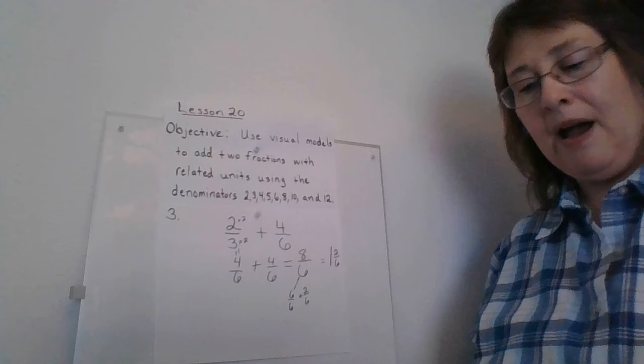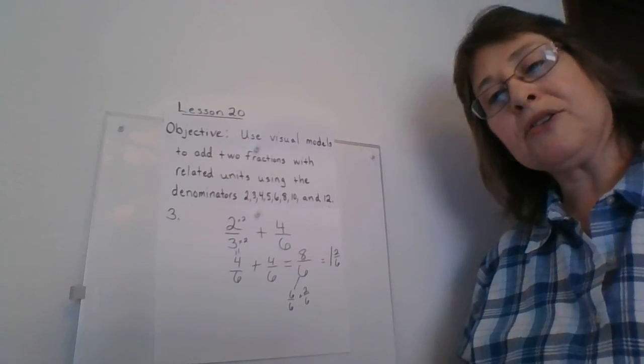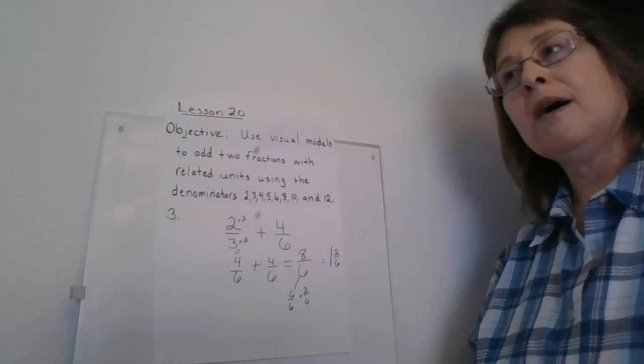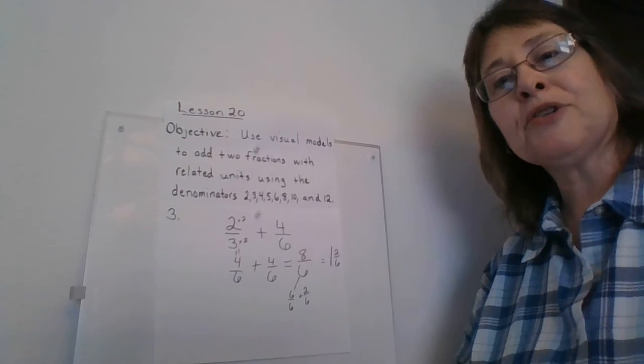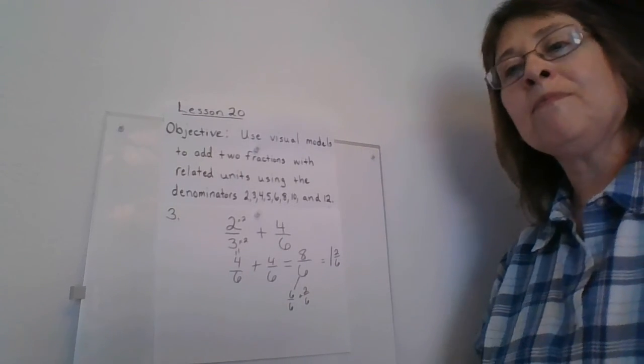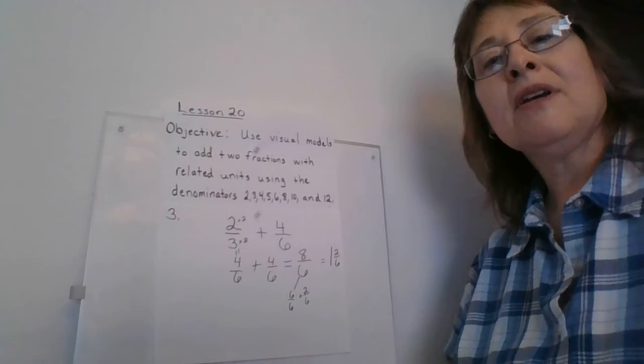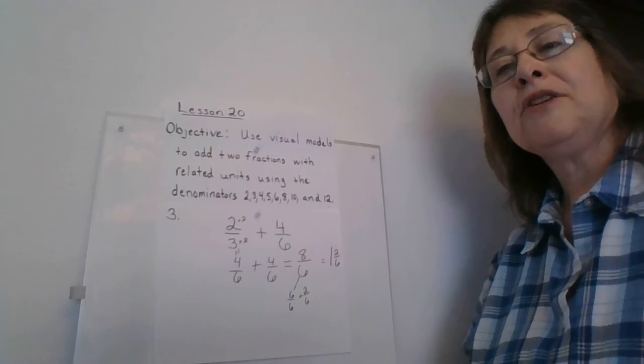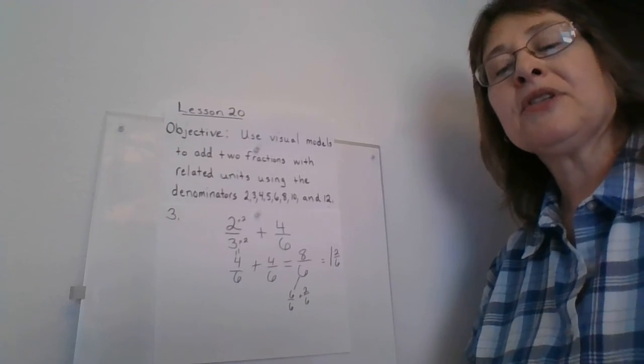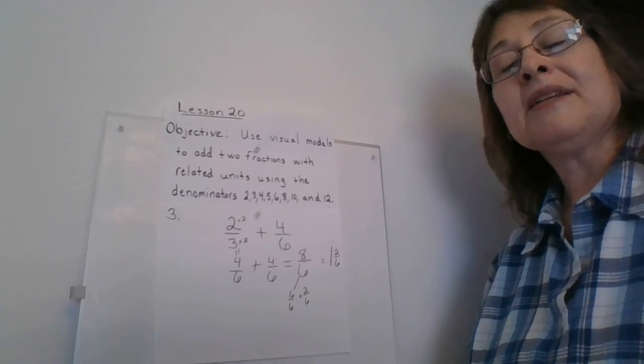Don't forget, I sent an exit ticket which has 2 problems on it. I want to make sure that you understood what I just showed you. Please complete your exit ticket. Have your parents take a picture of it, send it to your teacher so I can see if you understand how to do this lesson.